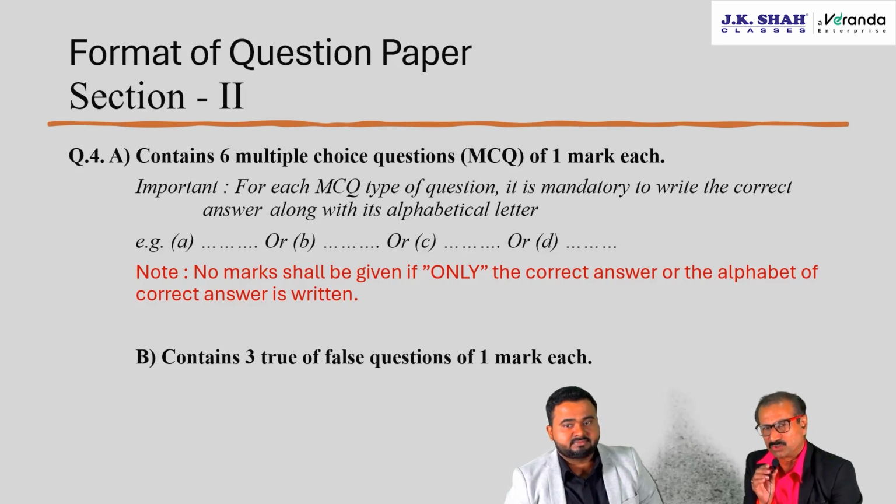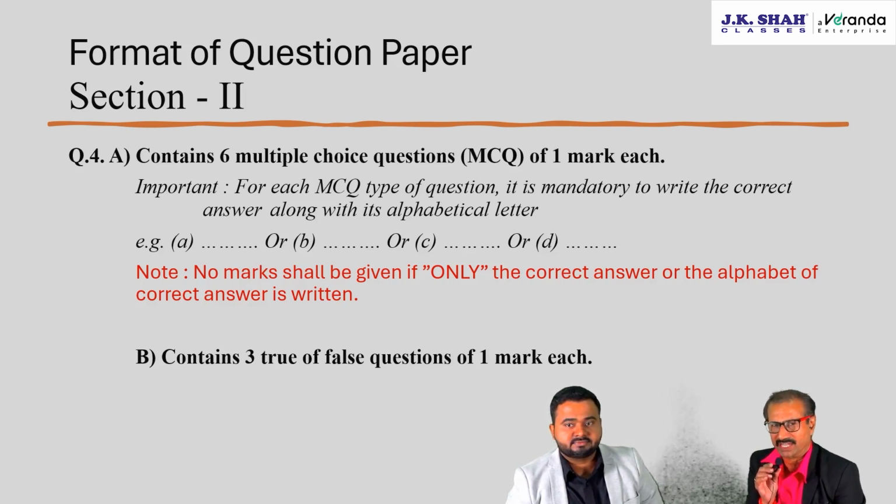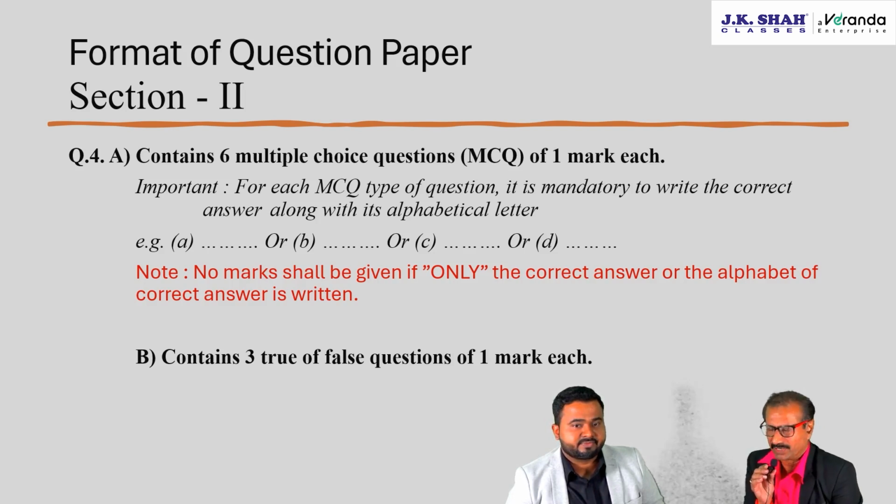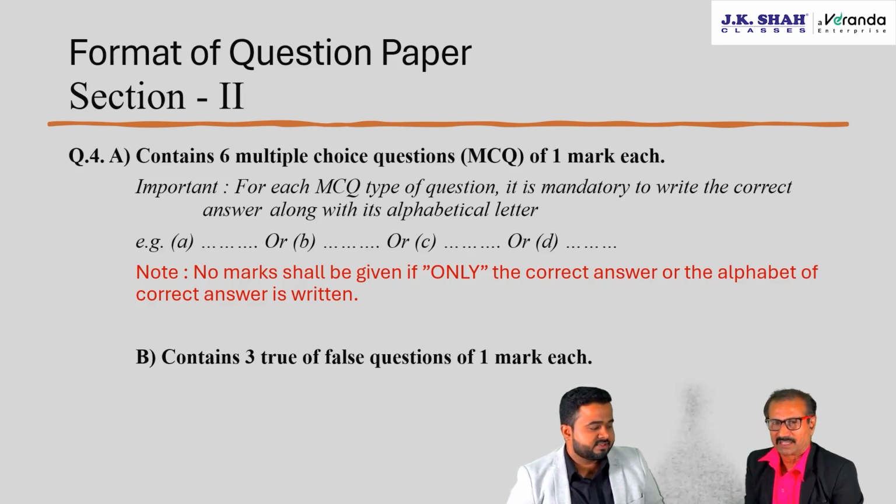As far as MCQs, write the proper question number, like question number 4, A, 1, 2, 3, 4, 5, 6. And then write the answer along with the alphabet, like B minus 1, C 1 upon x square, like this only. No need to write the MCQ. You are going to write the proper question number, alphabet and the answer with that alphabet.